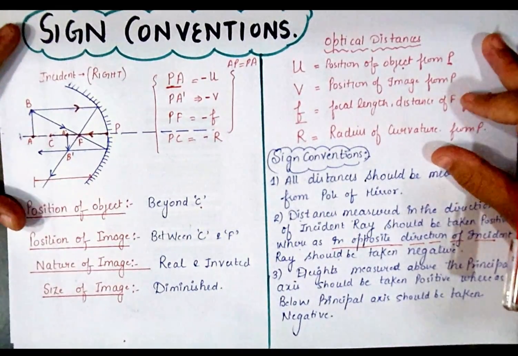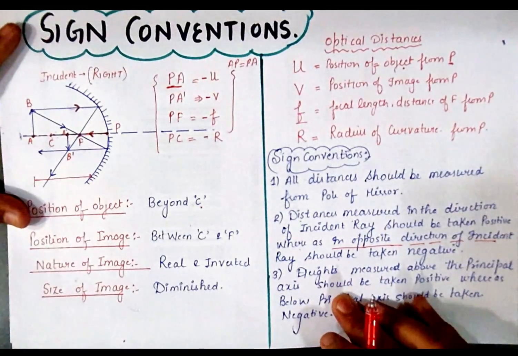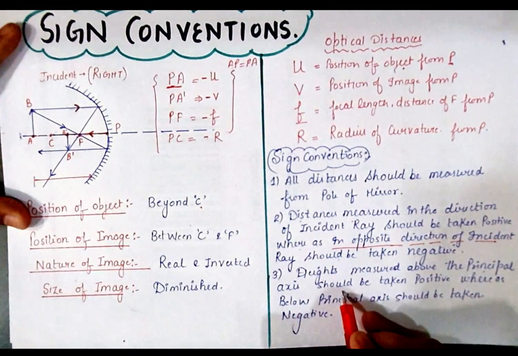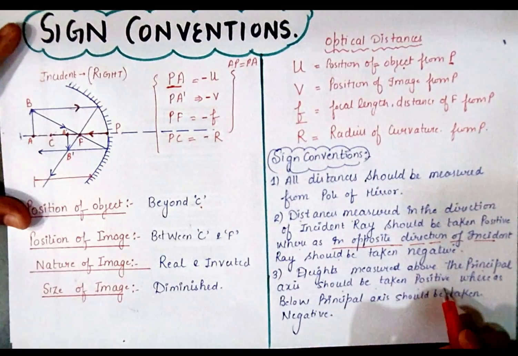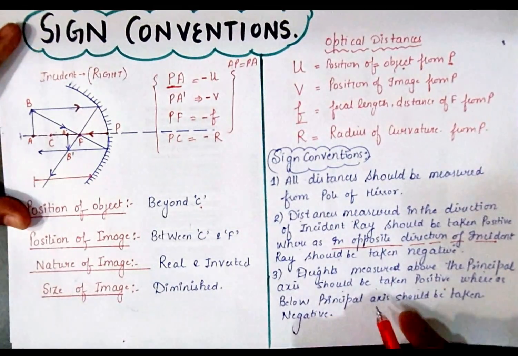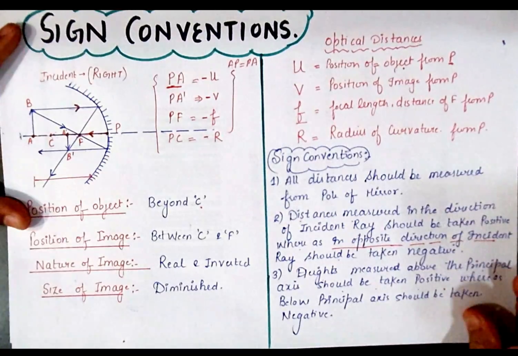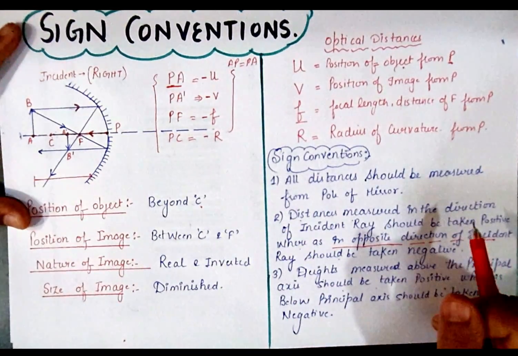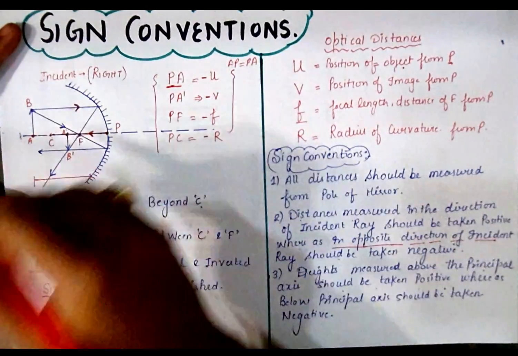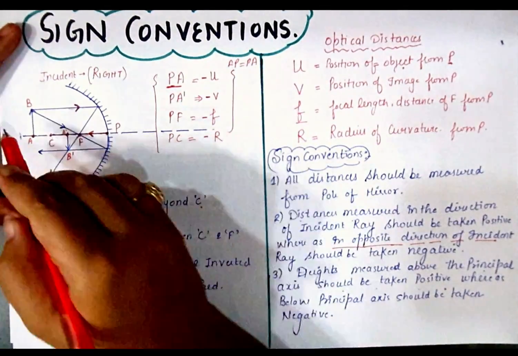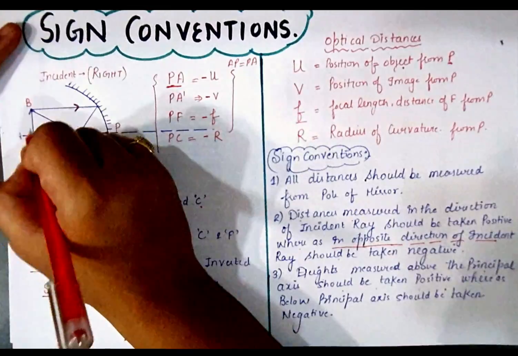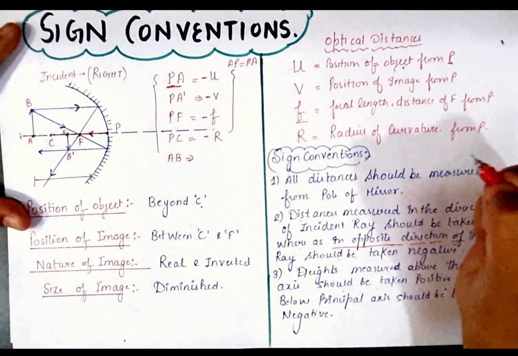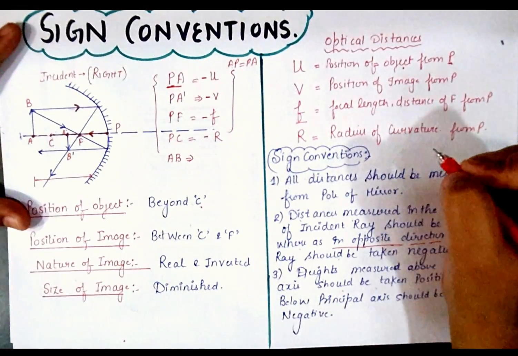Now let's have the third sign convention, which says heights measured above the principal axis should be taken positive, whereas heights below the principal axis should be taken negative. So let's apply the third sign convention. First of all, heights above the principal axis. Now in this ray diagram, you can easily see the height above the principal axis, that is AB. Can I write it like this?